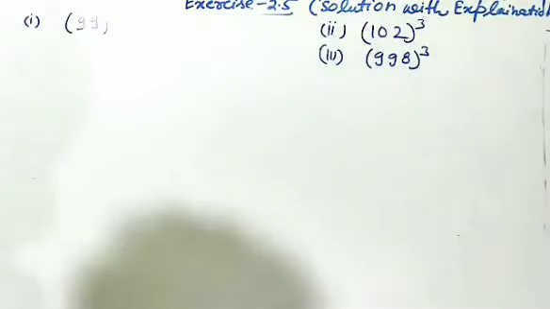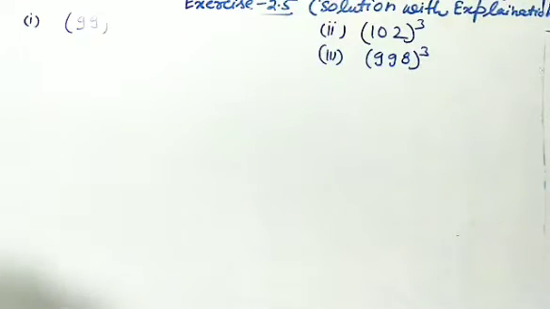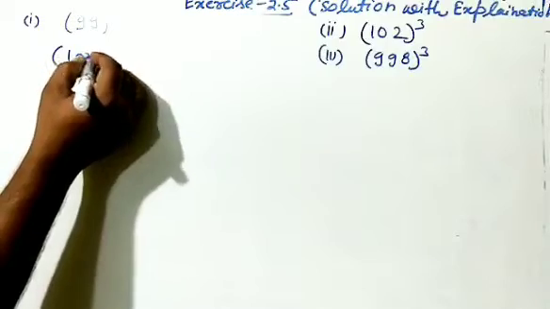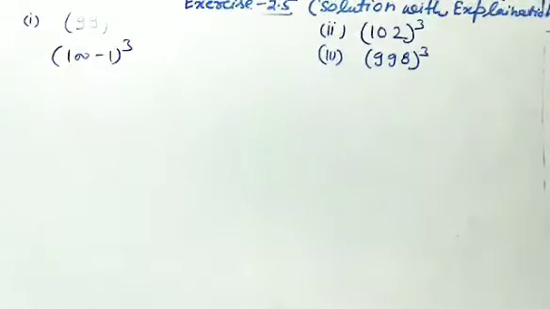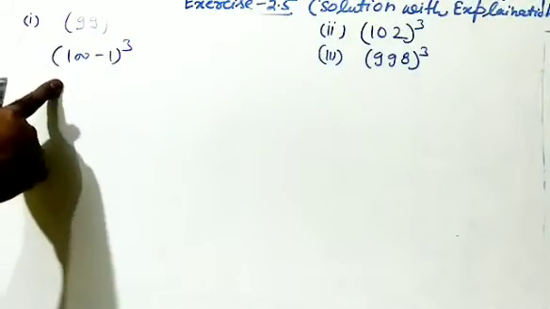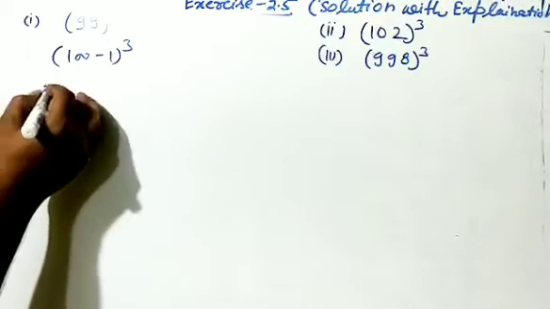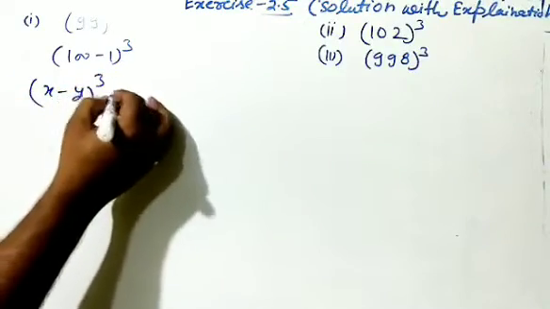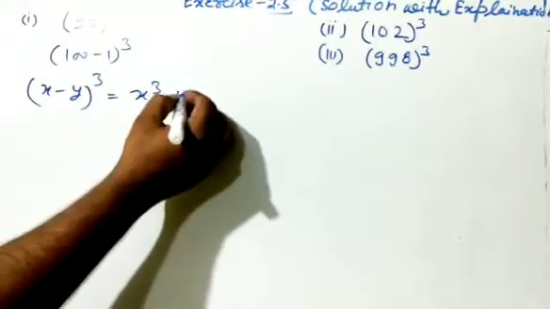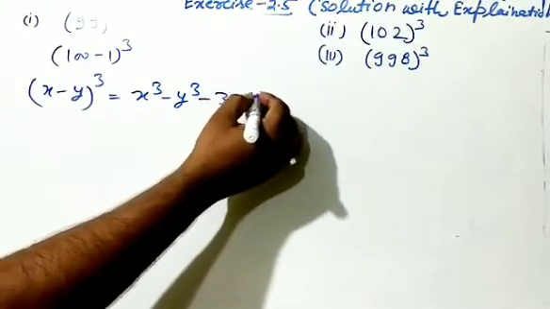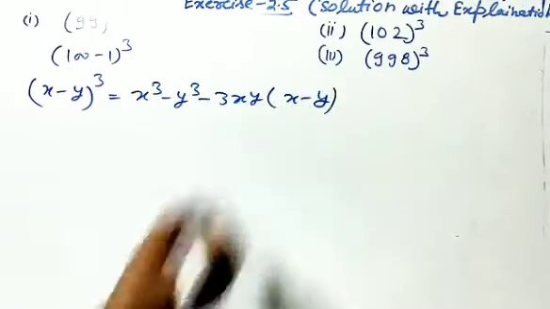So next question, question number 7. 99 whole cube. First of all, students, we have to manage this 99 so we can apply an identity. Can we write it as 100 minus 1 whole cube? Now we can apply a minus b whole cube, or x minus y whole cube. We have discussed x minus y whole cube: x cube minus y cube minus 3xy bracket x minus y.